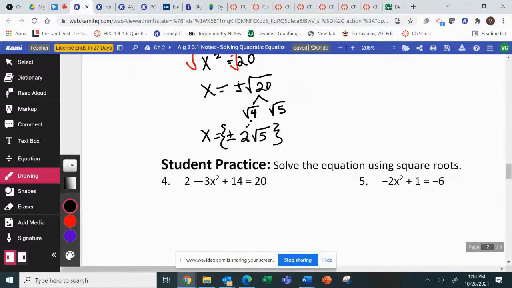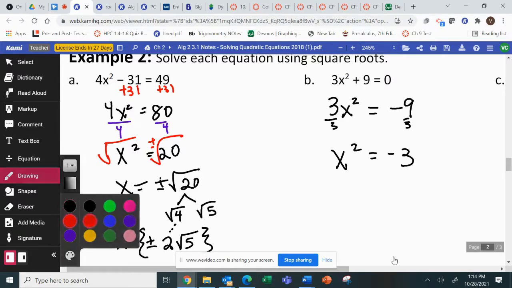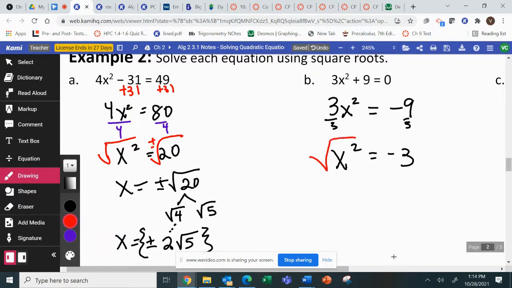And then the third one, I got to get through this third one. I would subtract 9. Then I would divide by 3. And I would get x squared equals -3. And then you guys are going to say square root. And I'm going to say yes, and plus minus. So I have x equals plus or minus the square root of -3. Then you guys are going to say something to me. What is it?